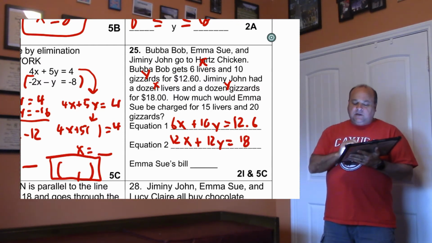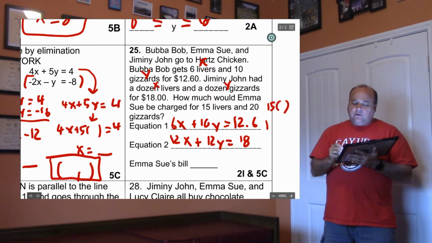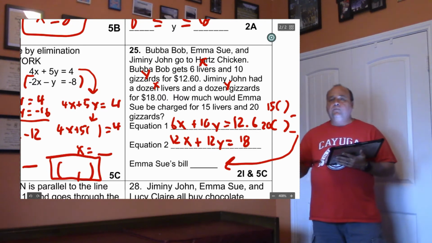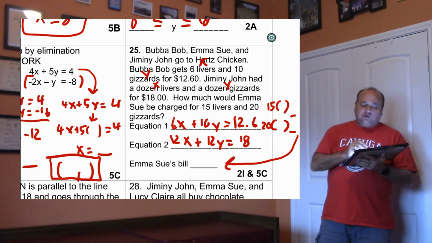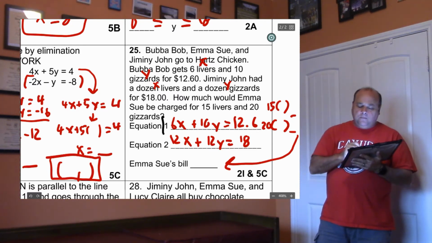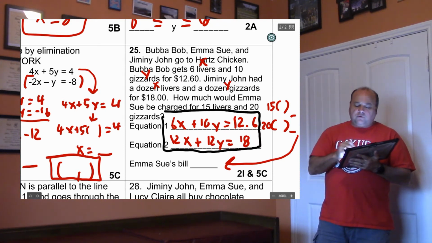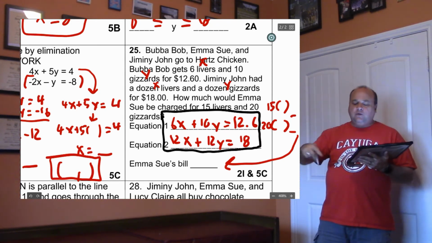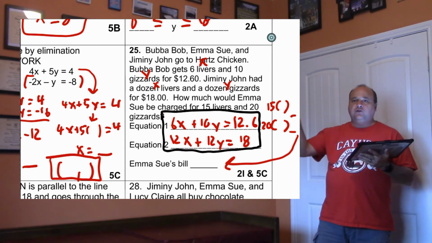Okay. Emma Sue will get 15X, so you're going to take 15 times X. You're going to take 20. Wow, she's eating a lot. 20 times your Y, and then you're going to get those amounts and add them up and put it right here, aren't you? I'm not going to do this one for you. So you're going to type this into the calculator, hit menu 3 to enter, get your X and Y, and then find out what 15 livers and 20 gizzards cost.